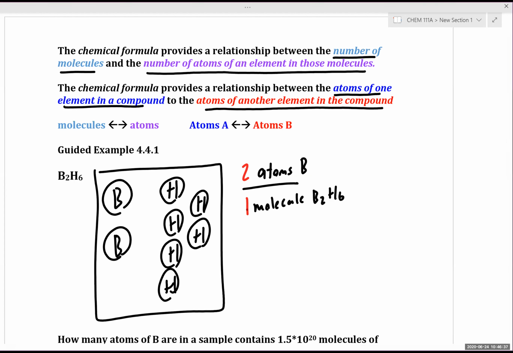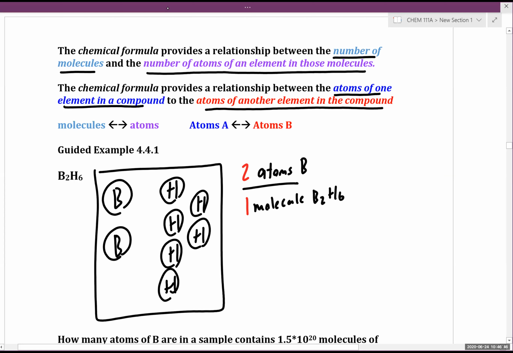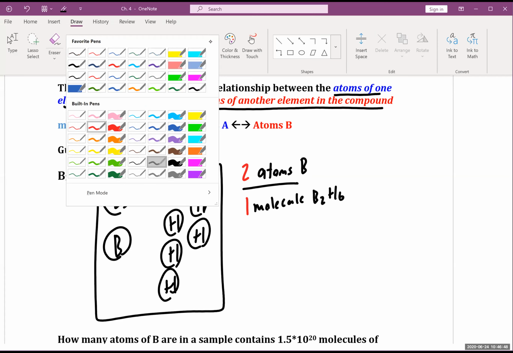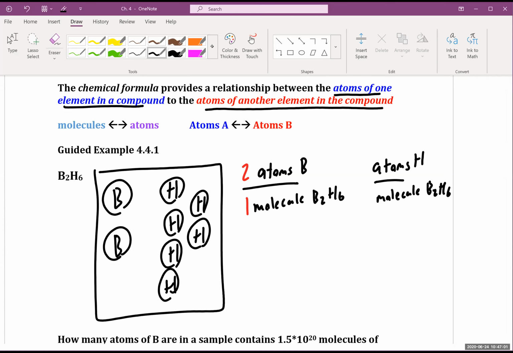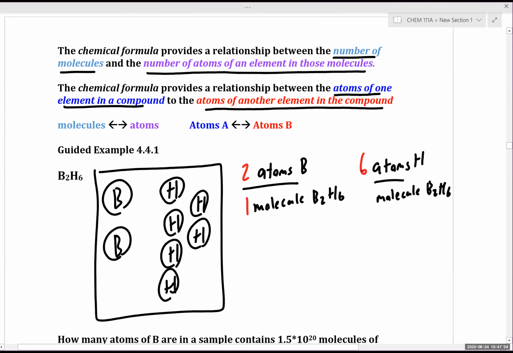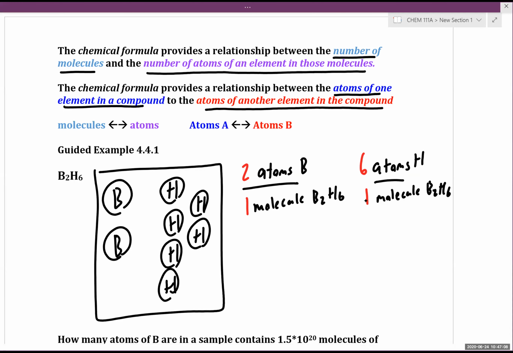Now, we've essentially gone from a mole ratio to an atom and molecule ratio. So this is useful for particle to particle conversions. Likewise, if we look at the atoms of hydrogen per molecule of B2H6, we can clearly see that we have 6 atoms of hydrogen per 1 molecule of B2H6.